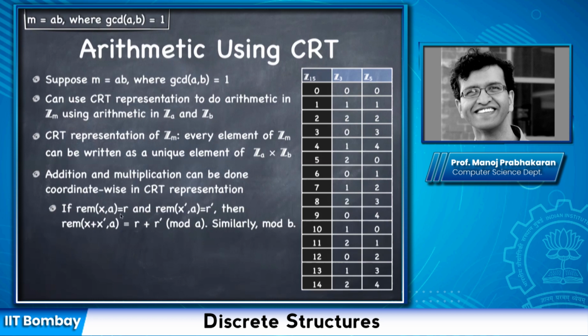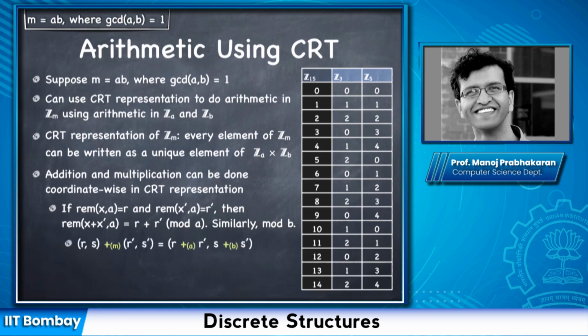So here's the first coordinate for x. Here is the first coordinate for x prime. I claim that if I simply add them up modulo A, what I'll get is the first coordinate of the CRT representation of x plus x prime, because the remainder of x plus x prime modulo A is simply r plus r prime modulo A. Right? So this is just modular arithmetic we already talked about. If x is congruent to r and x prime is congruent to r prime modulo A, then x plus x prime is congruent to r plus r prime modulo A. And similarly for B. Okay, so that is the addition.